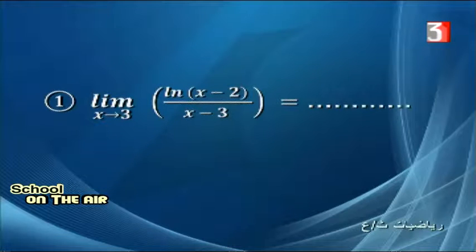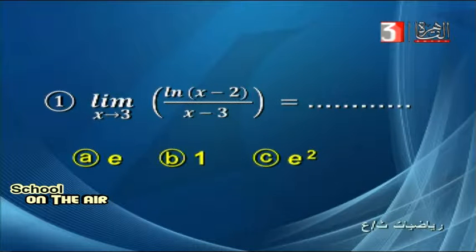Revision 1. Number 1. Limit of ln x minus 2 over x minus 3 when x tends to 3 equals what? Equals e, equals 1, equals e power 2, or equals negative 1.